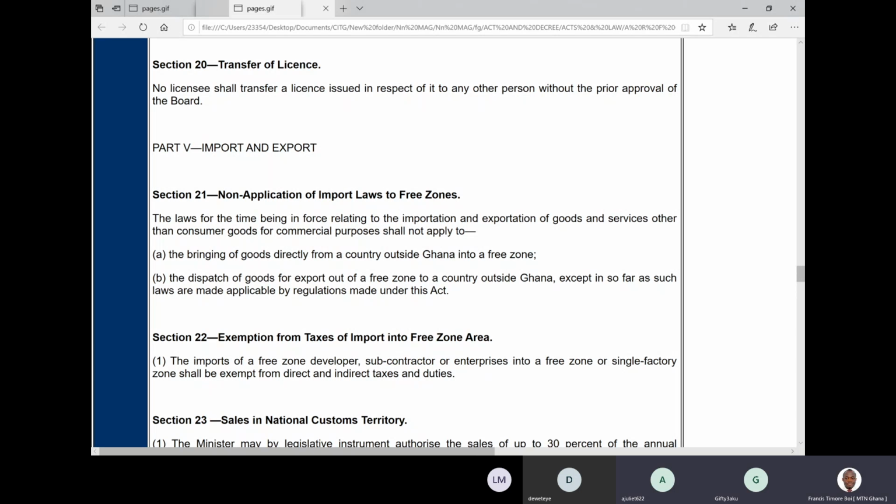Please, do you understand it? Yeah. So if you are bringing it outside Ghana into the free zone, it doesn't apply.